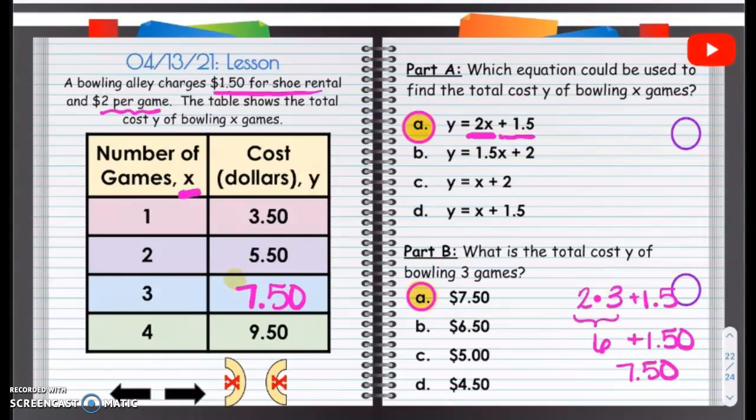So make sure you have this written down as well, and both of our answers there are A, and that is it for the lessons. Great job.